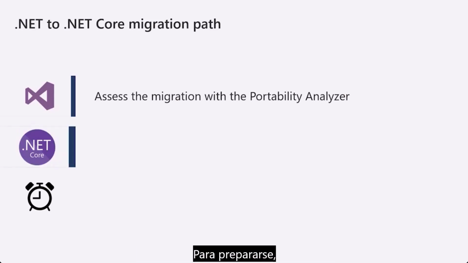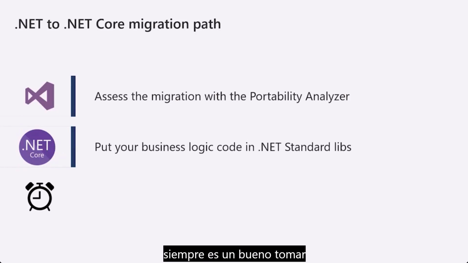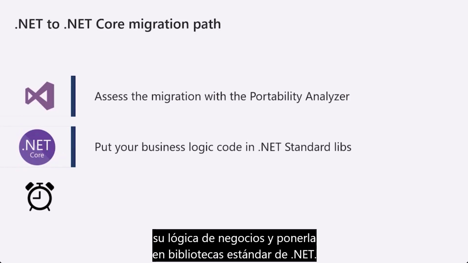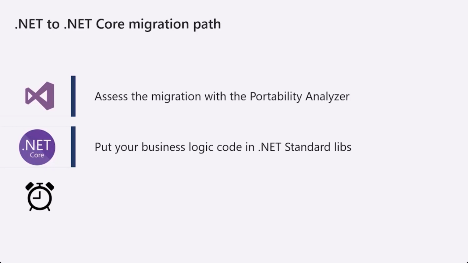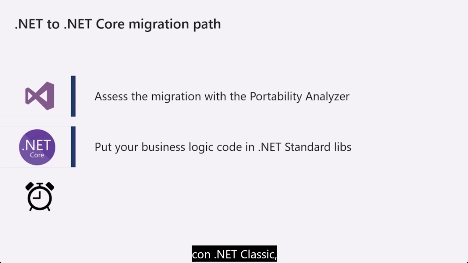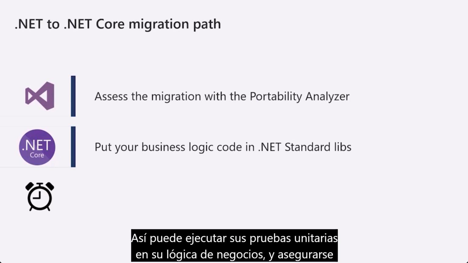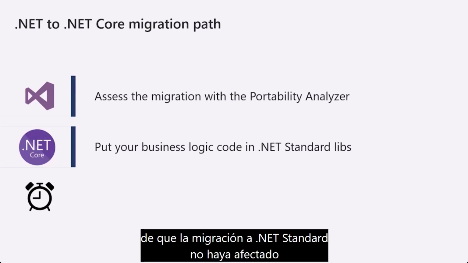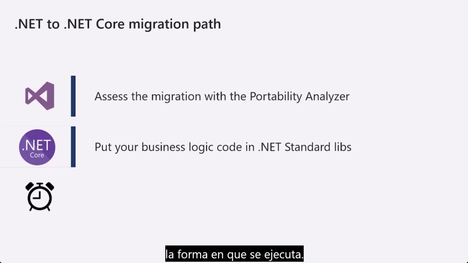One thing that you can do to get ready, that's always a good step, is to take your business logic and put it in .NET Standard libraries, okay? So like this, you have class libraries which are compatible with .NET Classic, but also compatible with .NET Core. And like this, you can run your unit tests on your business logic, and you can make sure that porting it to .NET Standard has not affected the way that it runs.